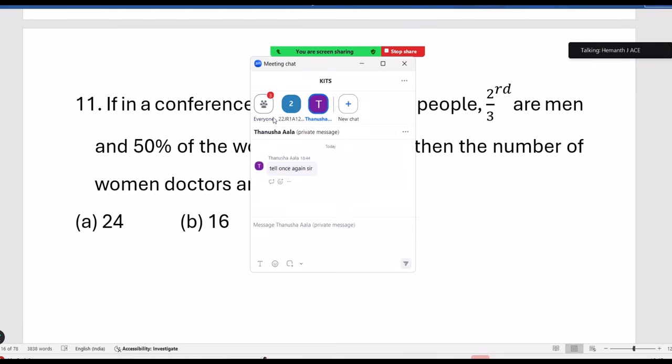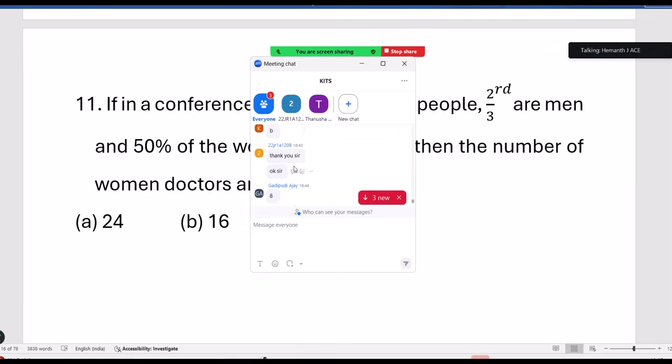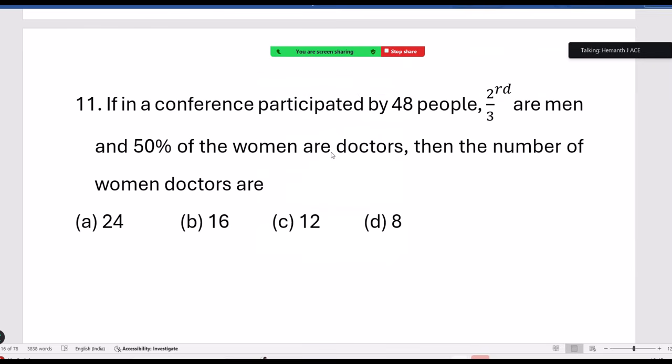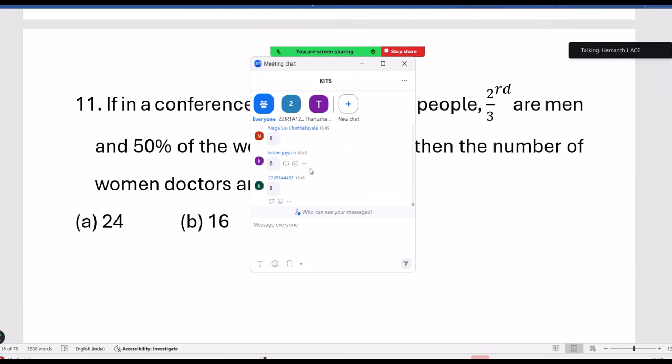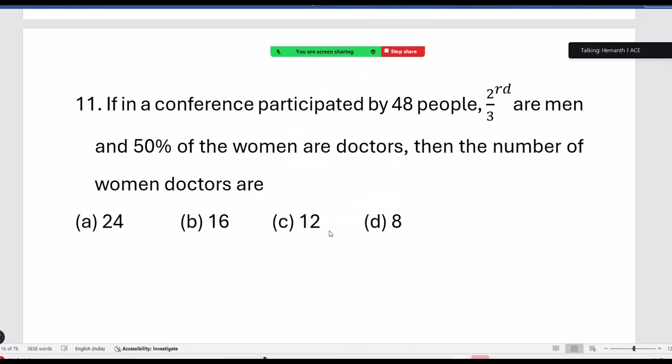No need to put answers in. Yeah, which question? Tell once again. I think one minute before, somebody asked. Which question, Tanusha? Mention it in the everyone chat, don't put it personal. Which question are you asking? Question numbers are also there. Please mention question numbers when you are posting.